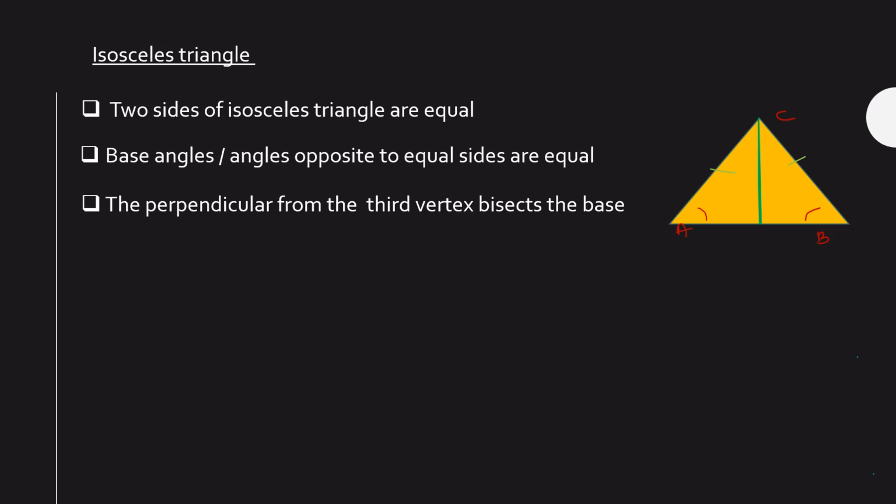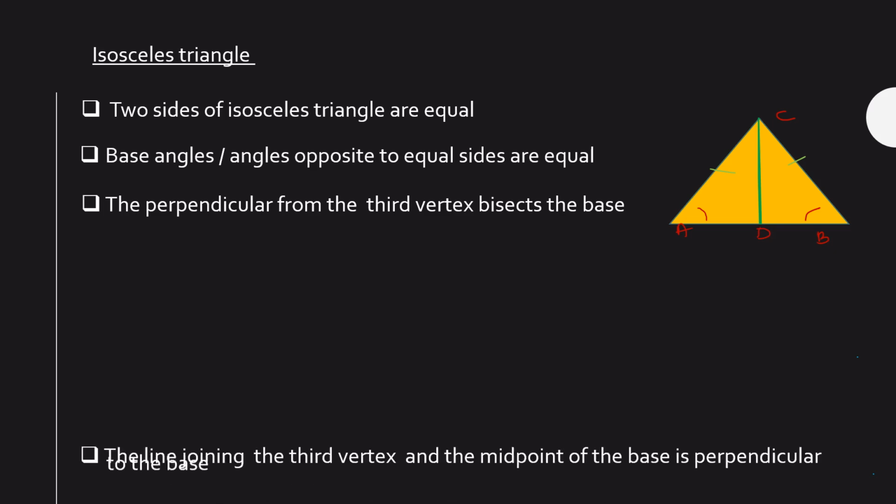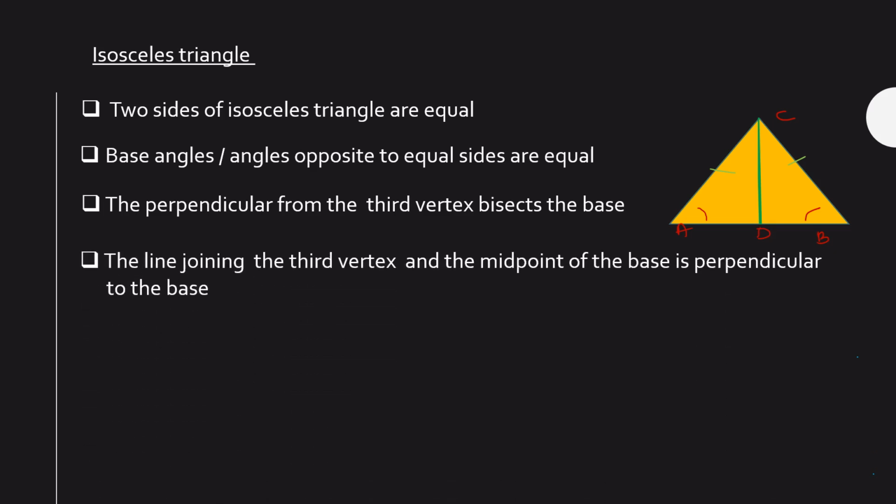Yes, equally divide. So here the perpendicular drawn equally divides the line AB into AD and BD, which are of equal length. And the fourth feature is the line joining the third vertex and the midpoint of the base is perpendicular to the base.